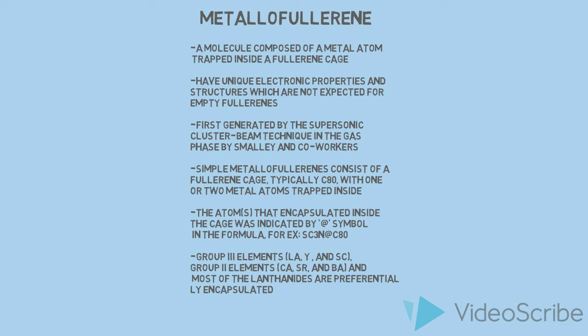The simple metallofullerenes consist of a fullerene cage with one or two metal atoms trapped inside. The atoms that are encapsulated inside the cage are indicated by the @ symbol in the formula. Normally, group 3 elements, group 2 elements, and most of the lanthanides are preferentially encapsulated in the fullerene cage.